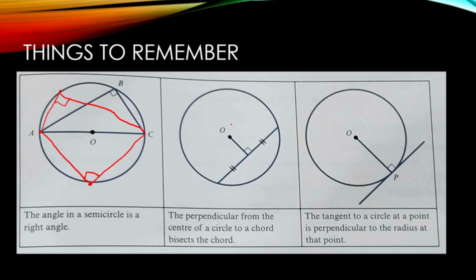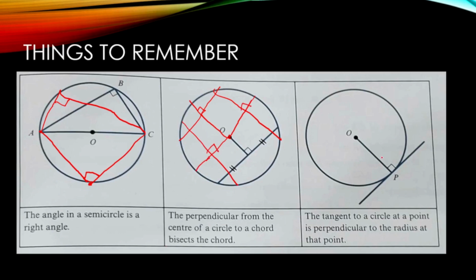And now the other two are very basic things. As you can see here, the perpendicular from the center of a circle to a chord bisects the chord. The perpendicular can be something like this, something like this, something like this. So if the chord is over here, something like this, it will obviously be 90 degrees. Same with the rest. We draw it like this. This will be 90 degrees. This will be 90 degrees.